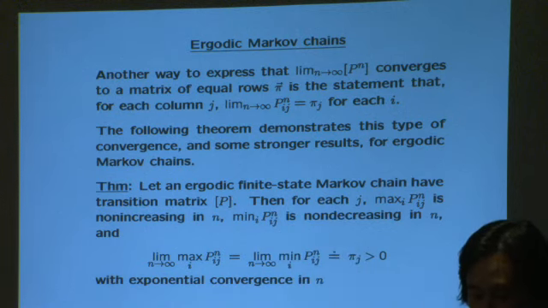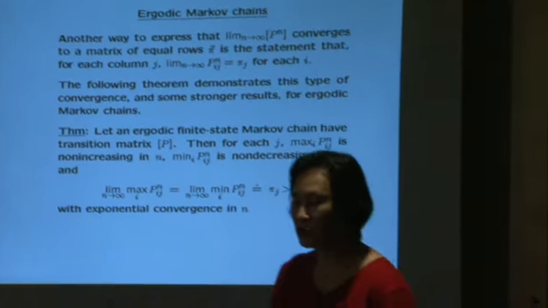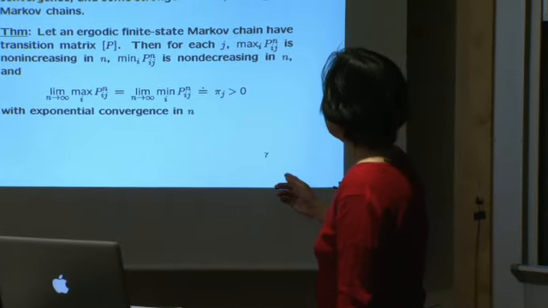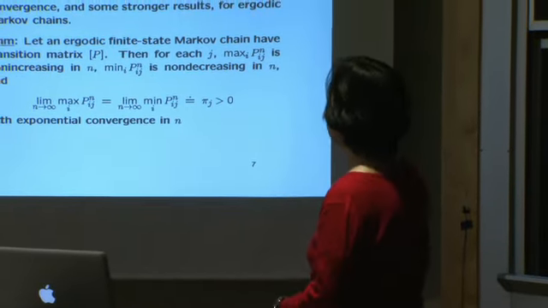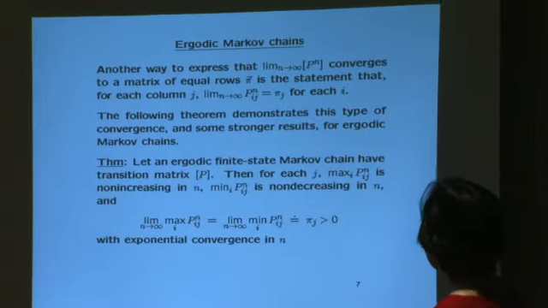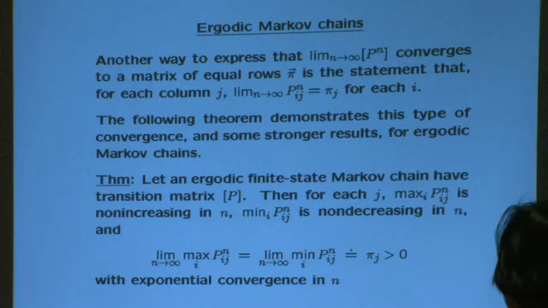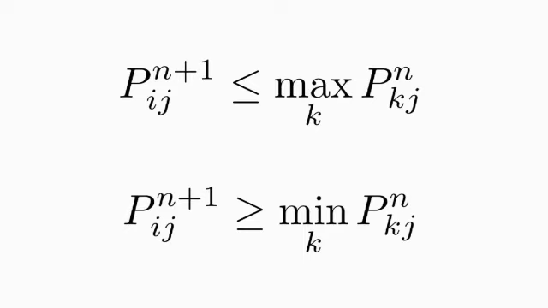every single state is recurrent, you have no transient states, and you have no periodicity, so it's an aperiodic chain. Then for each j, the maximum over i of the probability of going from i to j in n steps is non-increasing in n. So if I take the maximum path from state i to j in exactly n steps, this is maximized over all initial states i.